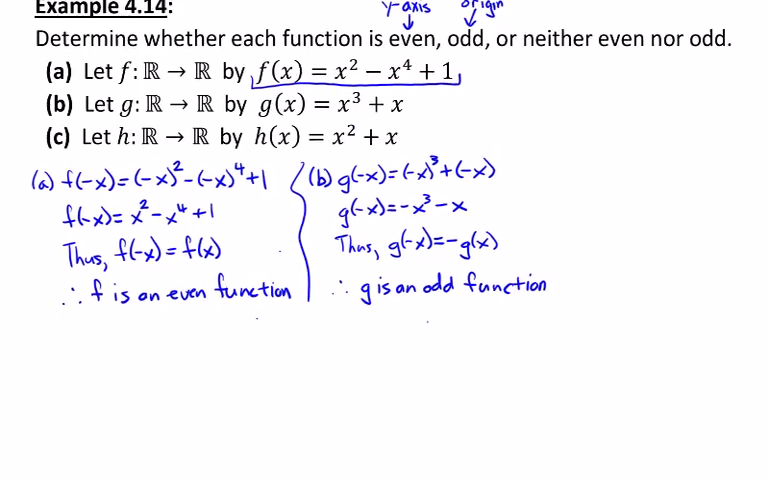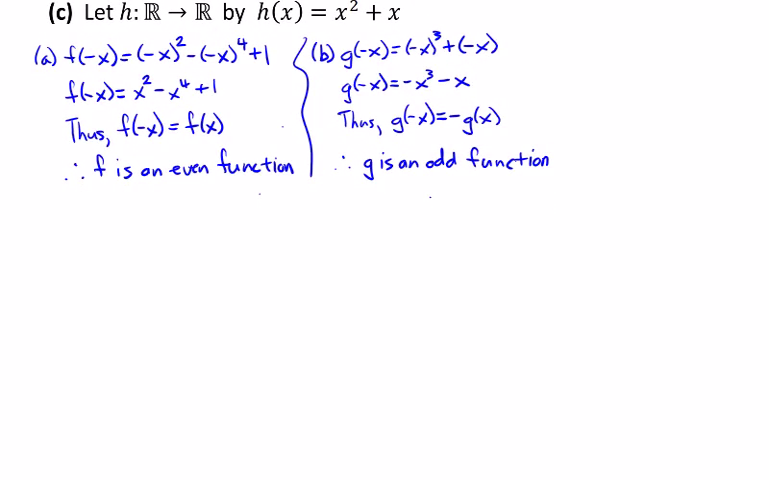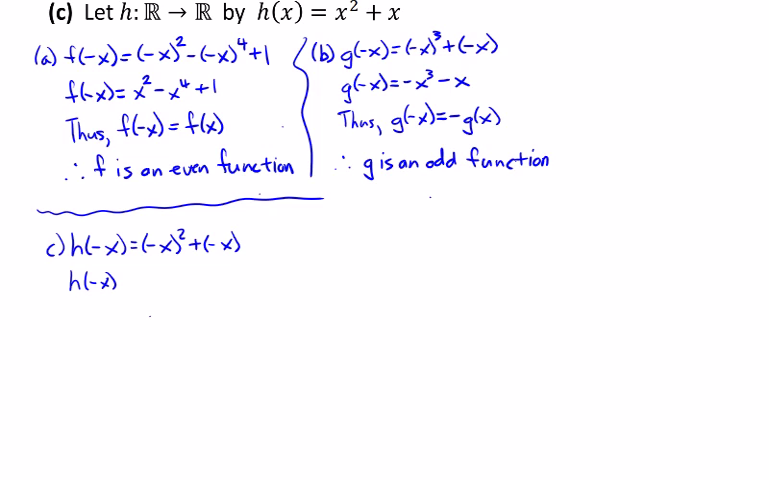And let's do this for the last one. Let's take a look at C. Let's compute h of negative x. This is going to be negative x squared plus negative x. And we will simplify like we did on the others, positive x squared minus x.